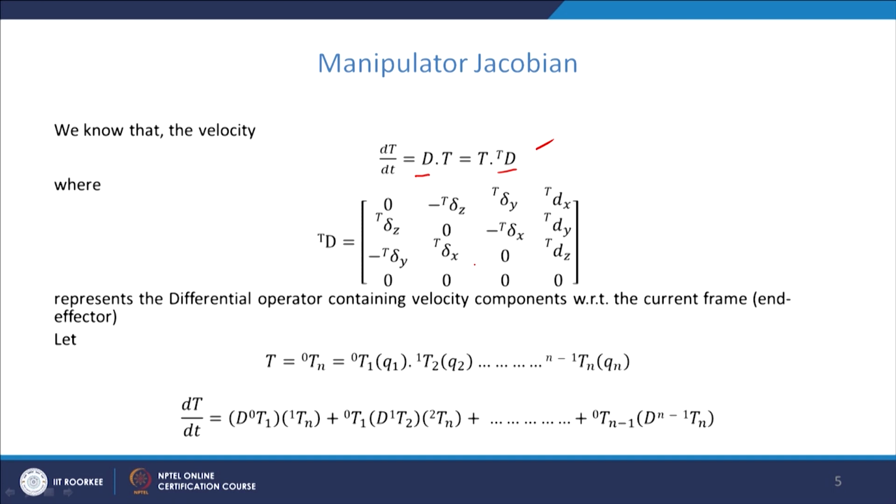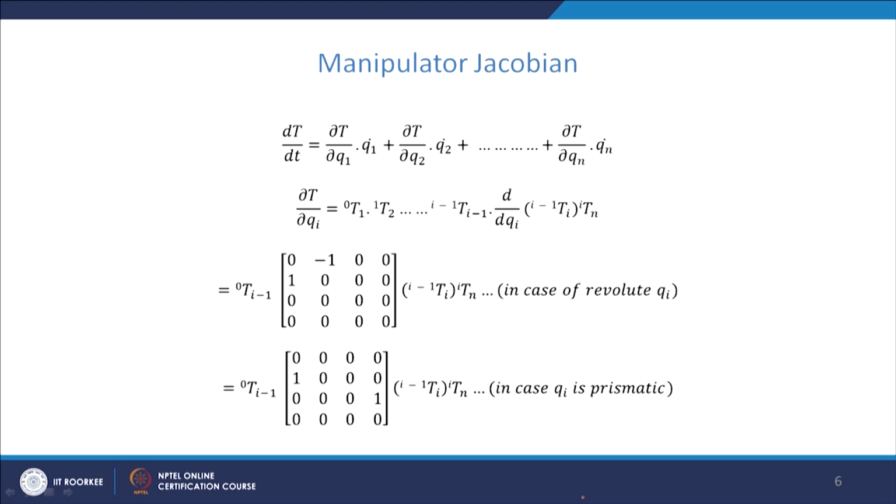And now each matrix (i-1)Ti is a function of this qi. Now differentiating with respect to t, dT by dt, we have to differentiate each component separately. The dT by dt is the total derivative, and so it will be the sum of all the partial derivatives in the right hand side. So we will write it in the following way: del T by del q1 into dq1 by dt plus del T by del q2 into dq2 by dt, etc., which is the standard formula of the total derivative using the partial derivatives.